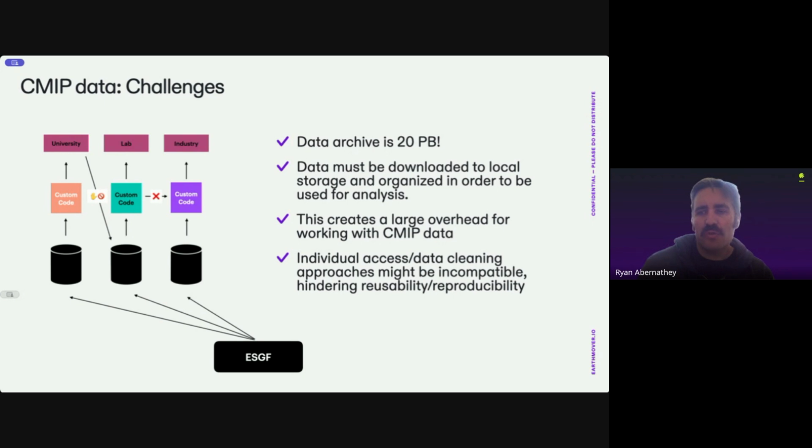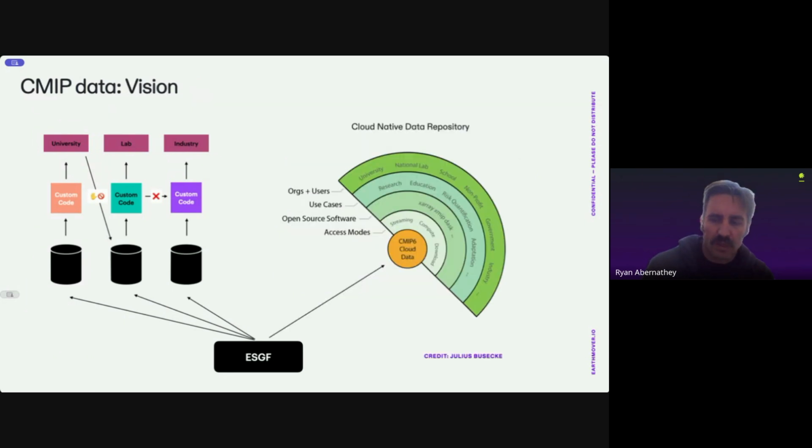There's a lot of individual cleaning and organizing efforts made by each user of this data, which hinders the reusability and reproducibility of those efforts to work with CMIP data. These are some of the things that are holding back the climate research community.